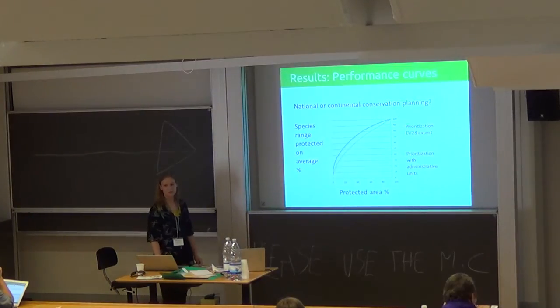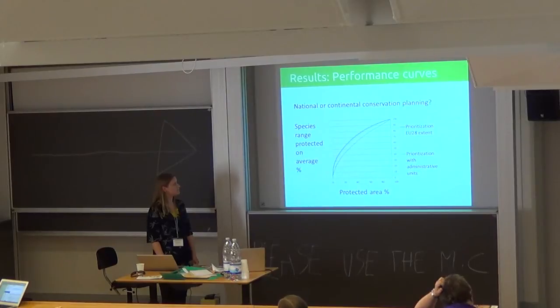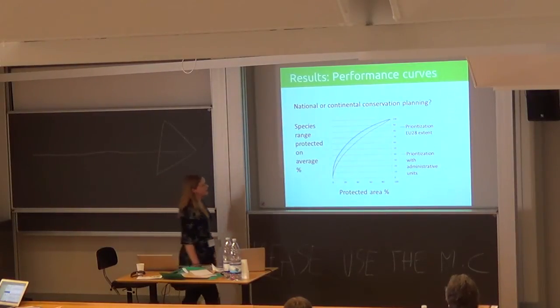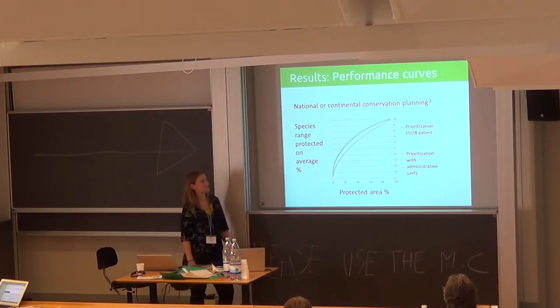And here is also a performance curve for this national versus continental analysis. And as you can see, there is a small drop from the optimal or ideal solution, which is shown in blue, and the prioritization solution with administrative units in green.